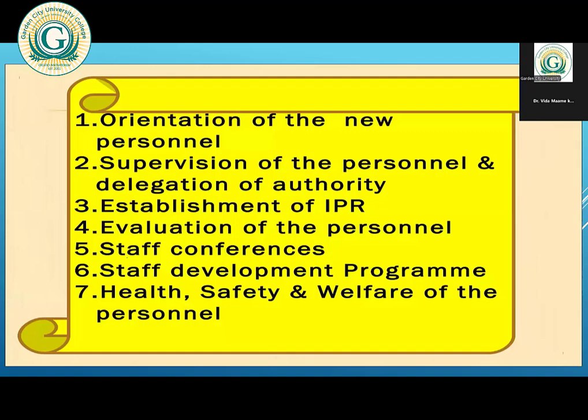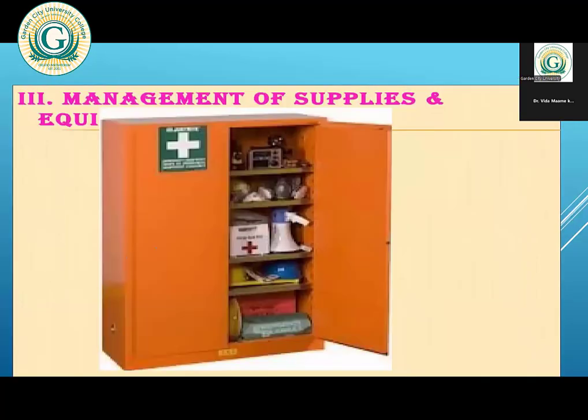The number 3 component is management of supplies and equipment. So the first component is client care, and that one is lengthy. The second one is, how do you manage personnel? And the third one is, how do you also manage supplies and equipment?